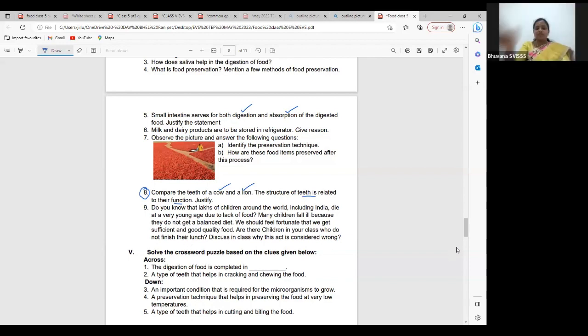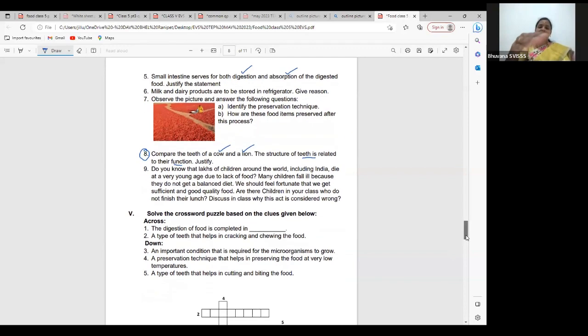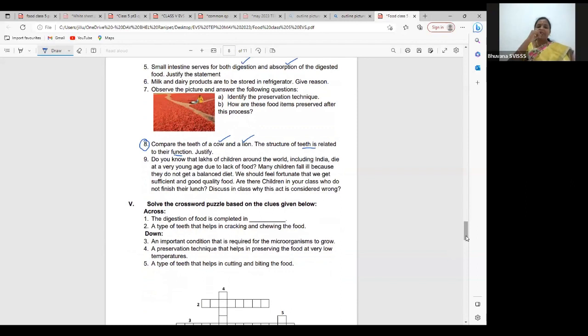Ma'am, excuse me. Just out of curiosity, I'm asking this question. We did teach all these things, but few students forgot which teeth go for tearing and which go for cutting. They get confused. Is there any other way that we can teach? Best thing is in the classroom.